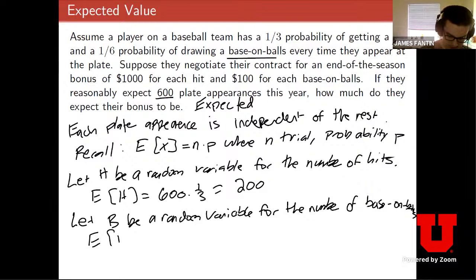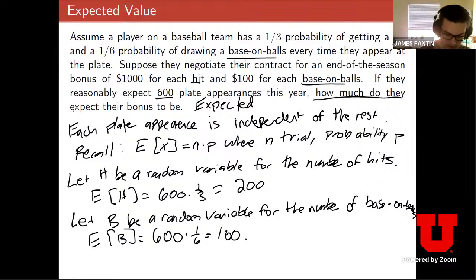Then the expected number of base on balls is just their 600 plate appearances, 1/6 of which would be that. So we expect 100 base on balls. Now we need to figure out the value. We've got the expected number of hits and the expected number of base on balls. Now we need to figure out how much they should expect their bonus to be. So let's let x be the random variable for the value of the bonus.